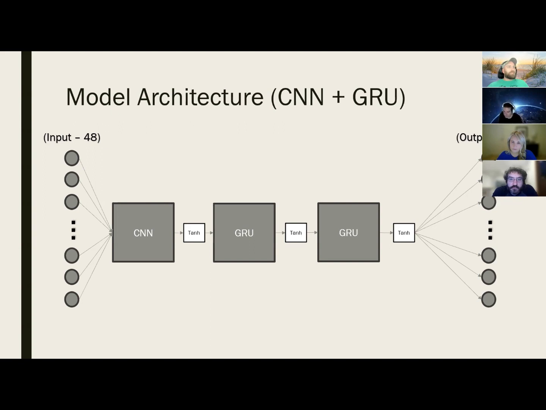I also used a CNN plus GRU architecture in order to compare the performance of GRU layers versus LSTM layers in this instance. Same thing as before. I was still inputting 48 time steps to output 12.